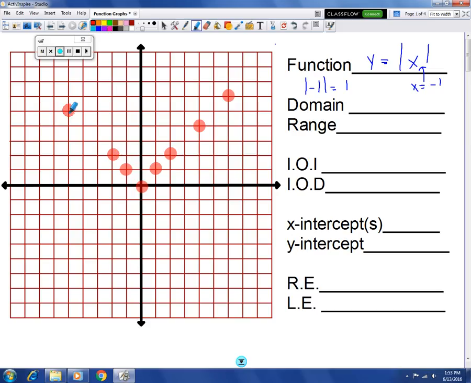So on this side of the graph, this is the positive x, y equals positive x. And on this side, we get y equals negative x. And so the absolute value is always going to have that sharp point. In this case, the vertex is at (0, 0). Domain, we can substitute any number we want.